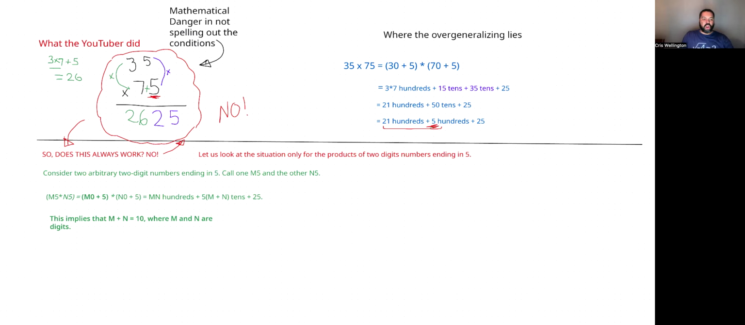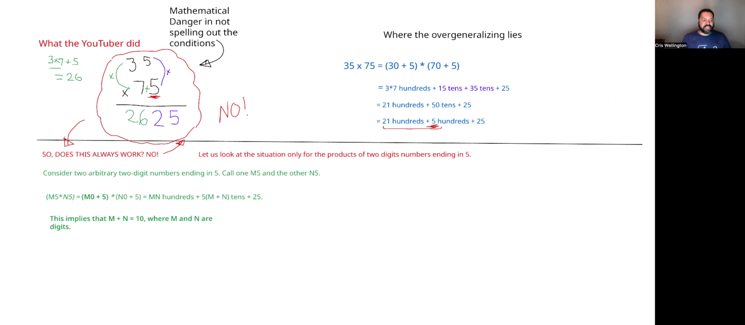Well, this system can work provided that when you look at these two-digit numbers, you notice that if they are complements of each other to make a sum of 10, then it would work. So it would work with 25 times 85. It should work with 15 times 95. The digits in the tens place have to be complements of each other, making up 10.